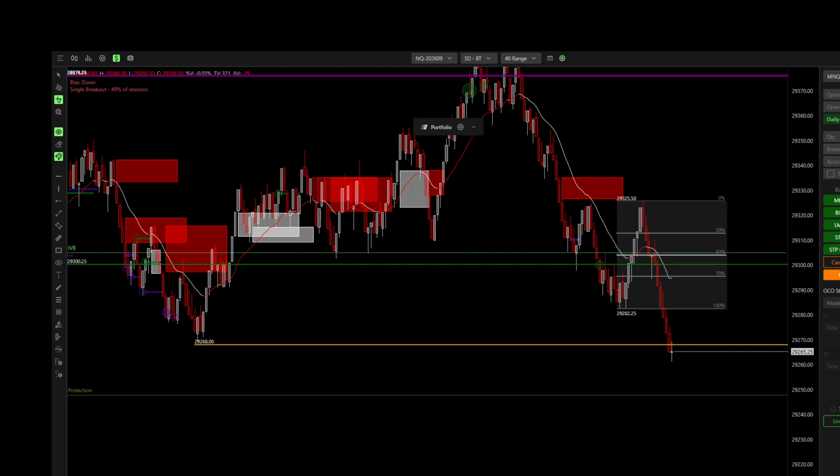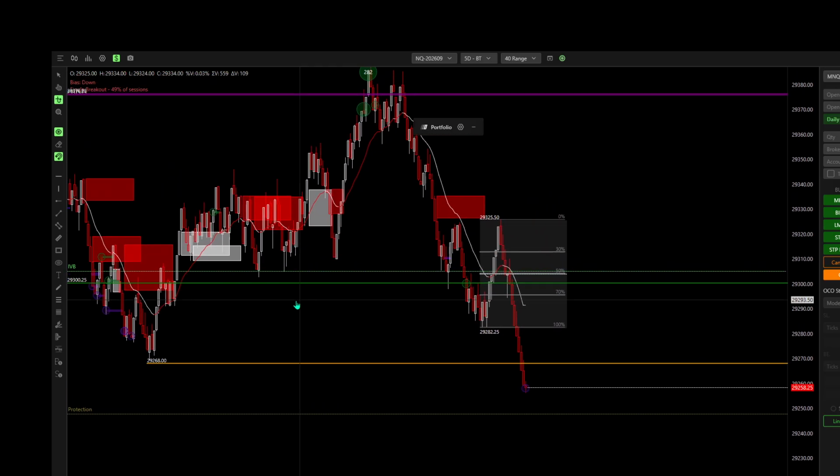Still feeling like we can make it back up into this range right here. 76.84. But sellers are in control.